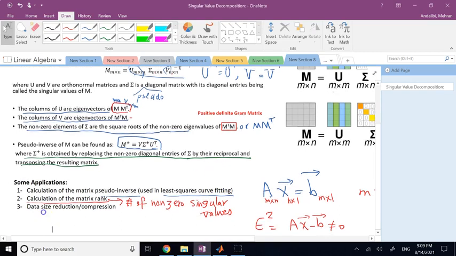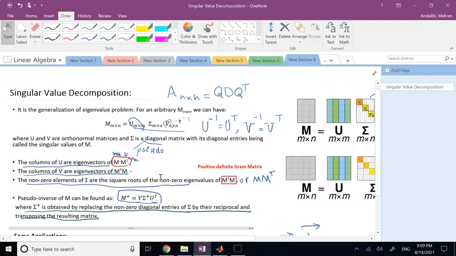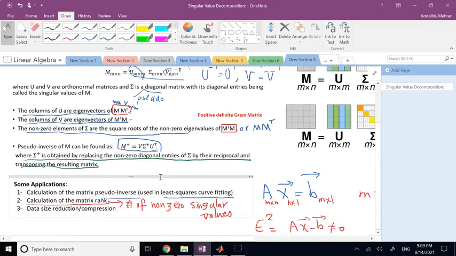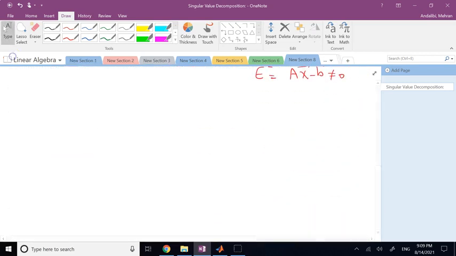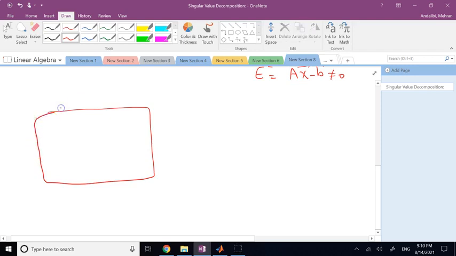Okay, so this is another application. And another good application that you might see a lot in image processing, machine learning, and so on and so forth is data compression and reduction in the size of data. Okay, and what do I mean by that? Well, in data compression, let's say you have an image. Let's say this image is 500 pixels by 360 pixels.